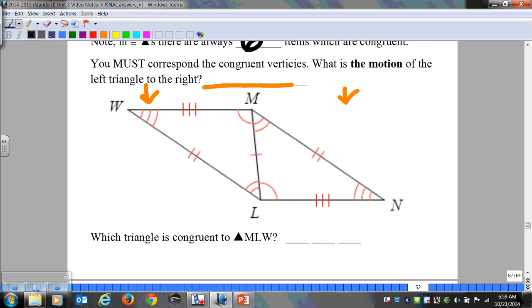And you know it's not a mirrored image because if I put it like this, I'd end up with something that looks like that. It's neither a slide nor a flip, so we can see here very carefully that W rotates to the same position as N. So this is a rotation.